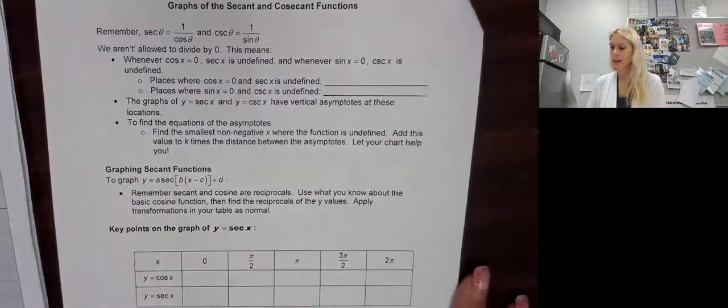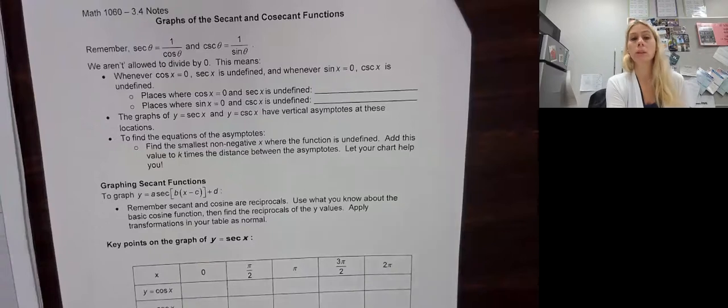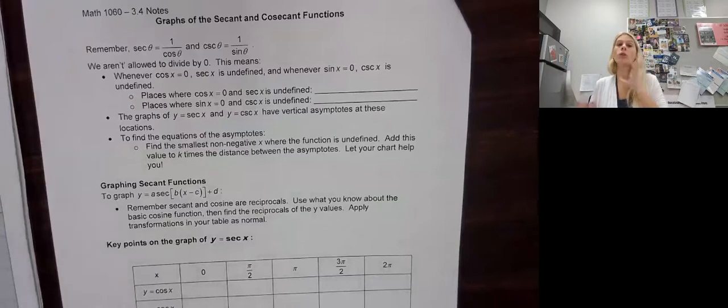And that is what we have for cotangent and tangent. So let's see if we can get through our secant and cosecant quickly. So remember that secant is 1 over cosine and cosecant is 1 over sine. So since we aren't allowed to divide by 0, that means whenever cosine x is 0, secant is undefined. And whenever sine of x is 0, cosecant is undefined.